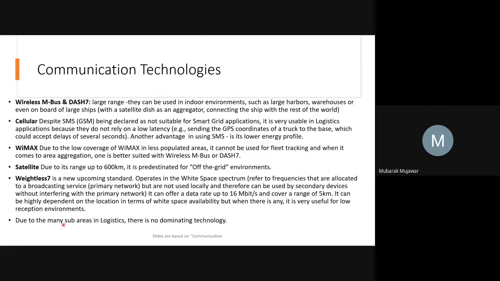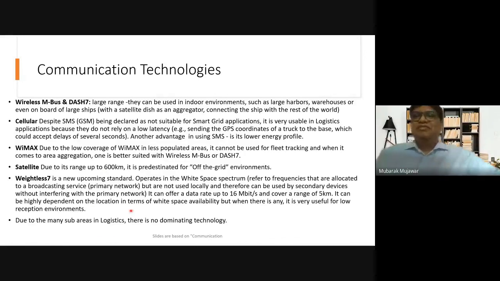However, in case of logistics, there is no dominating technology which we can suggest. We have to suggest multiple technologies if we are working in logistics.